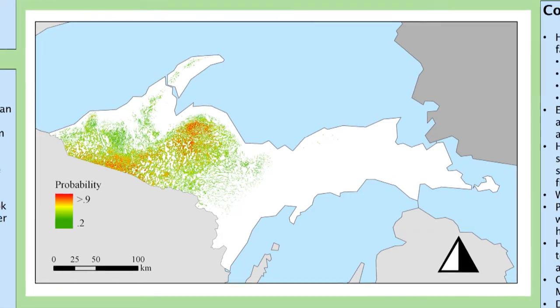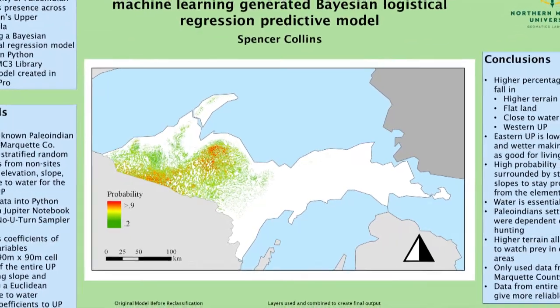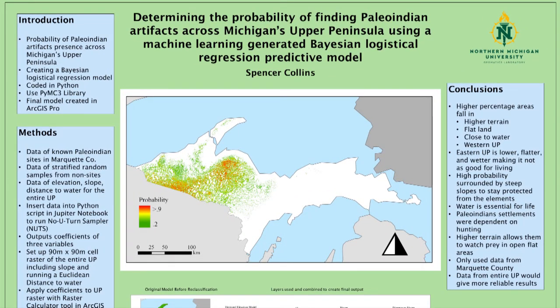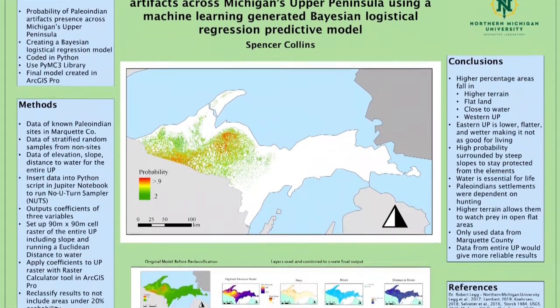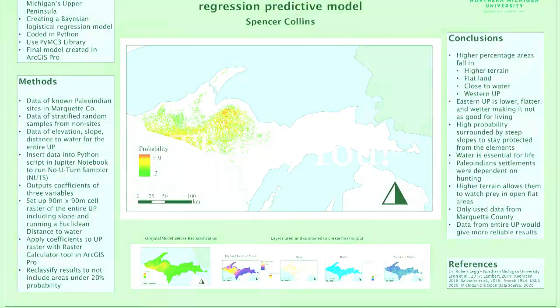I have to add that we only used data from Marquette County, and there are other Paleoindian artifact sites around the UP, so that could skew results. Also, the lakes layer that we used to add in streams and rivers was current. We don't have the lakes layer from 11,000 years ago, so using that could also skew results, but overall I think it's a pretty good result that came out and it makes sense.